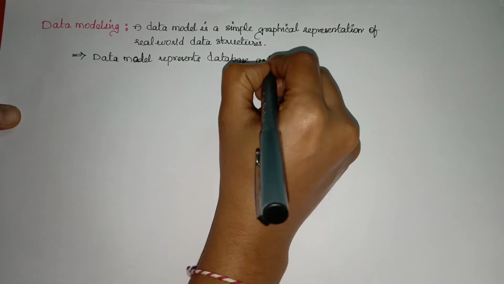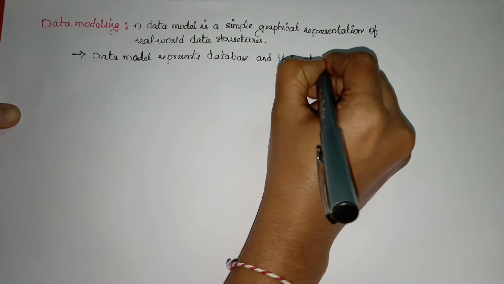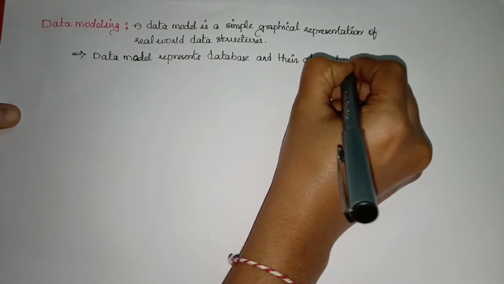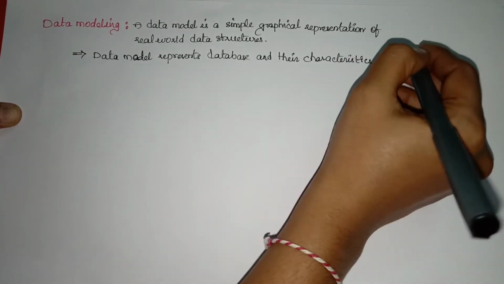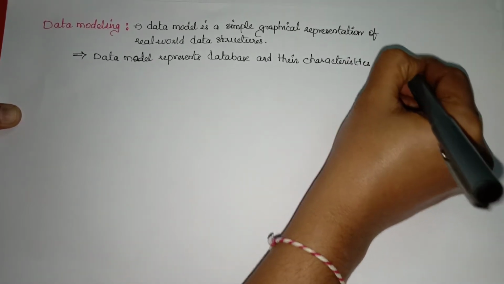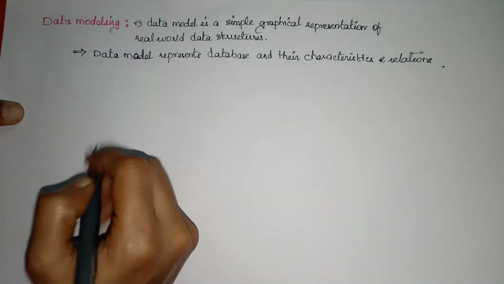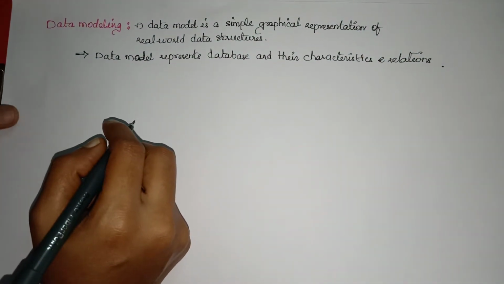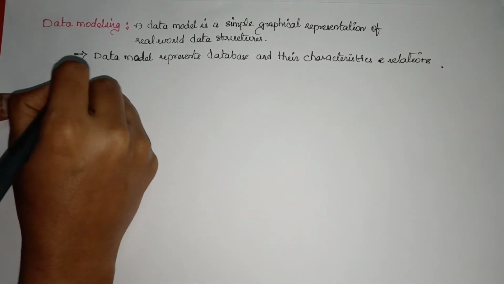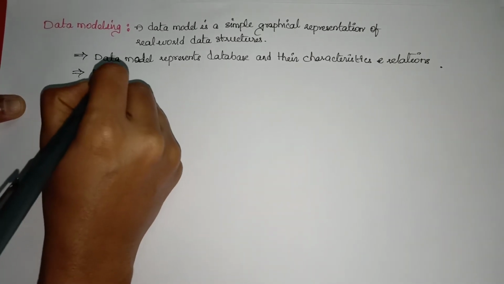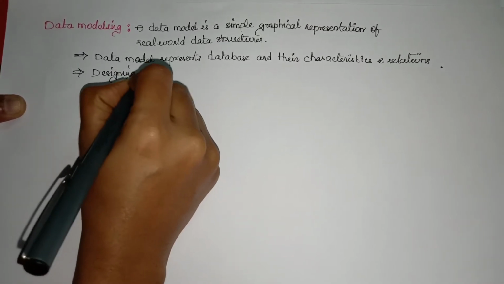and their characteristics and relations. And the data modeling concept is very important, as it is the first step in designing a database. It helps in designing a database.